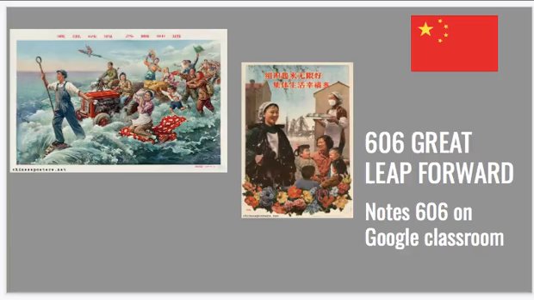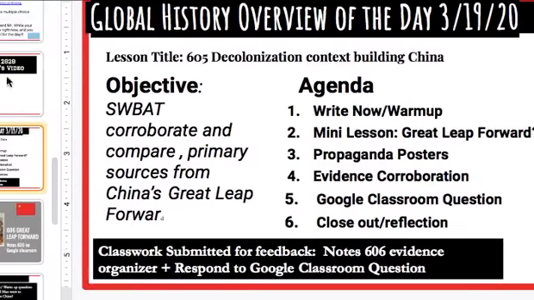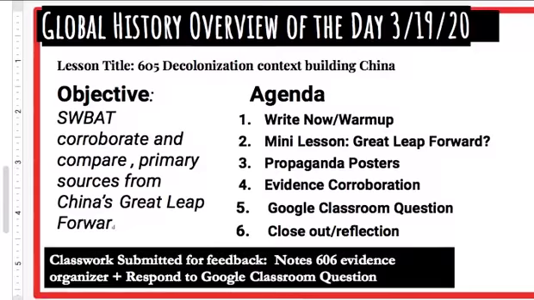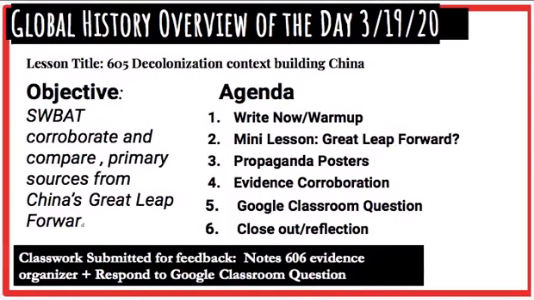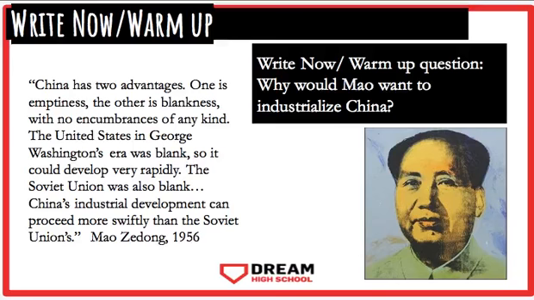So again, you should be in your notes on the slides. You should be around, let me check, slide 18, 17. So if you're following along on your own slides, you should be on slide 17. So what is Mao's vision for industrializing China?